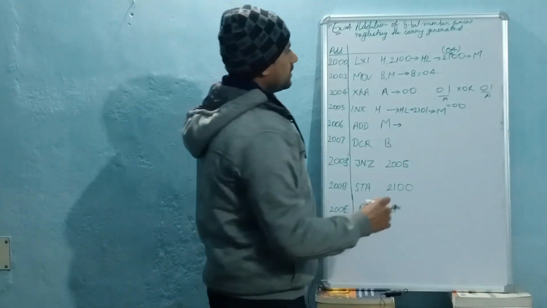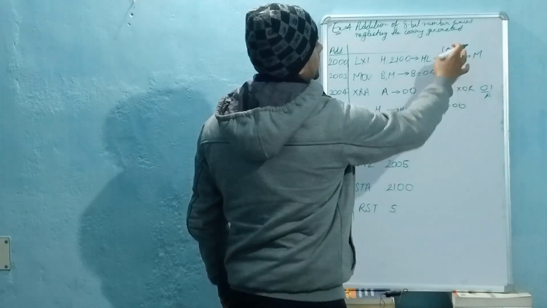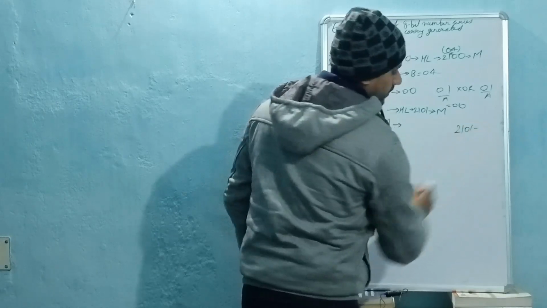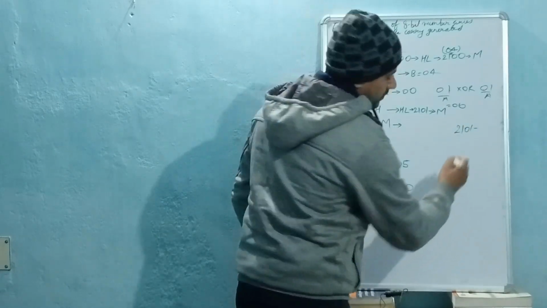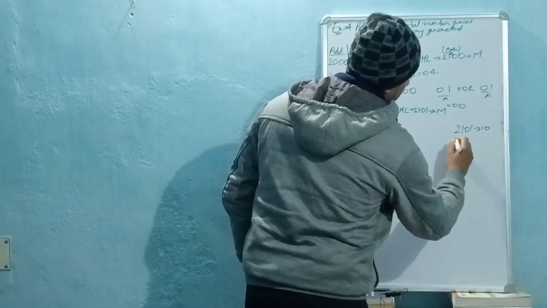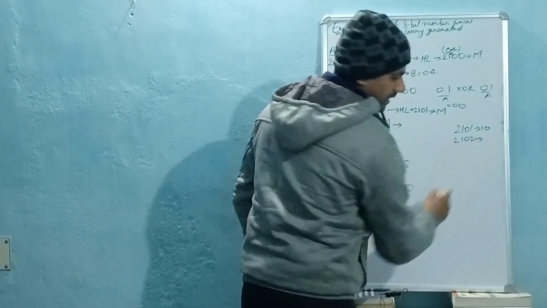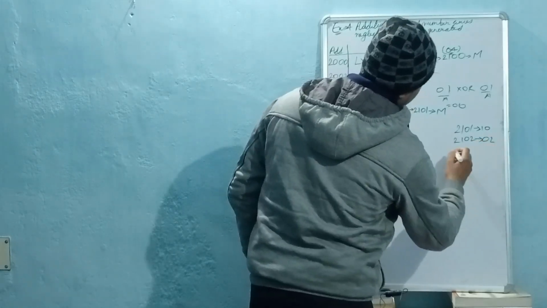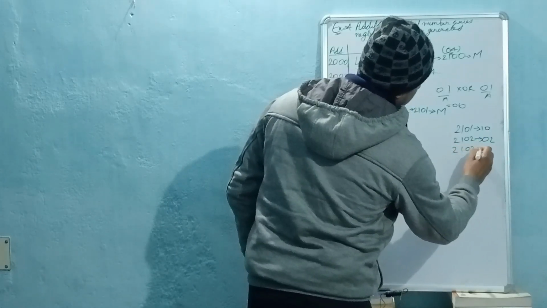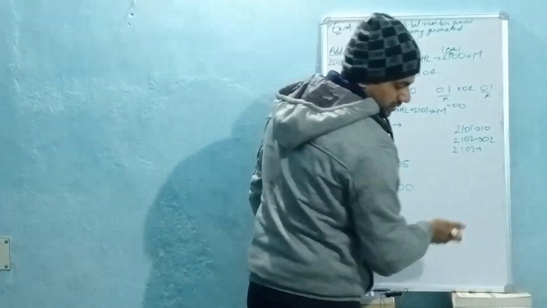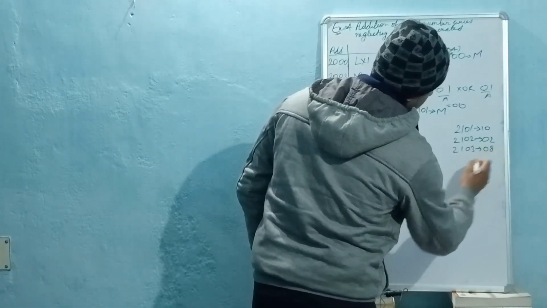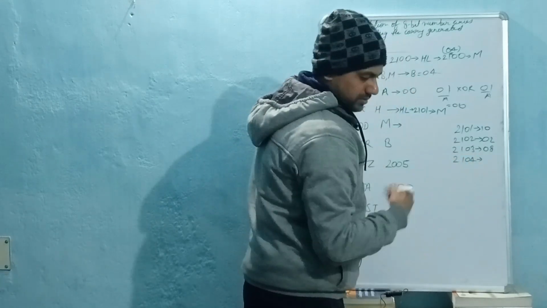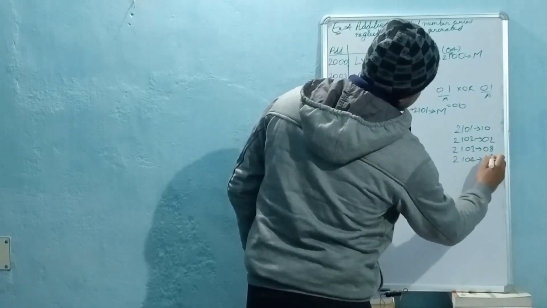If we assume here that at 2100 we have 4, and at 2101 the first number, just like 10, then at 2102 the second number, that is 02, and at 2103 the third number, which we assume is 08, and at 2104 we assume that is 04. Okay.